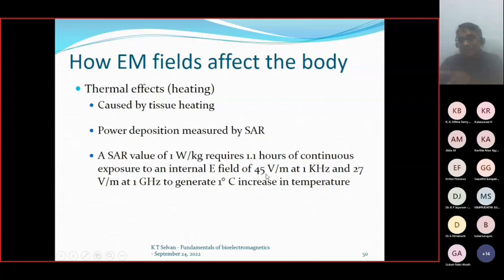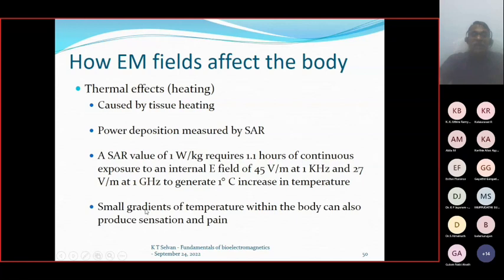And again, see how that is frequency dependent. 45 volts per meter at 1 kilohertz, whereas just 27 volts per meter at 1 gigahertz, because higher frequencies mean higher attenuation, therefore higher loss, isn't it? So to increase the temperature by 1 degree Celsius, these are the values. So continuous exposure is important. But even small gradients of temperature within the body can result in sensation and pain. Gradient means change. For example, this part is slightly at a different temperature compared to the other part. That can be significant. So this is also an important aspect.